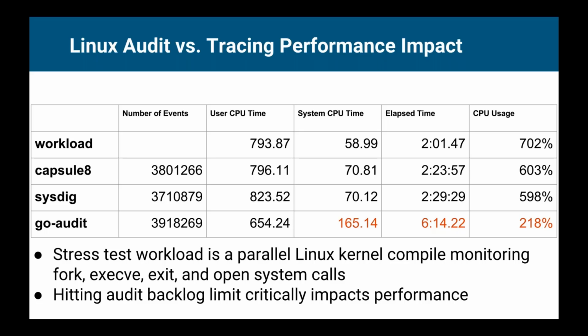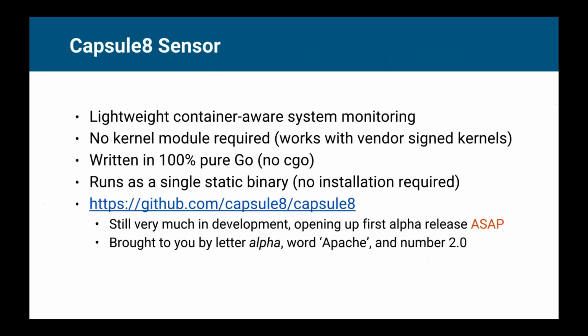This is why we feel that systems based on Linux tracing are much higher performance and a much safer bet for production than using Linux Audit. So this is what we built into Capsulate Sensor. It's a lightweight container-aware system monitoring agent. No kernel module required, so you don't have to violate vendor-signed kernels. It's 100% pure Go, not even using CGO, and it's a single static binary, no installation required.